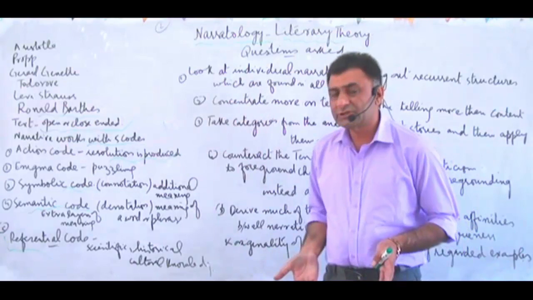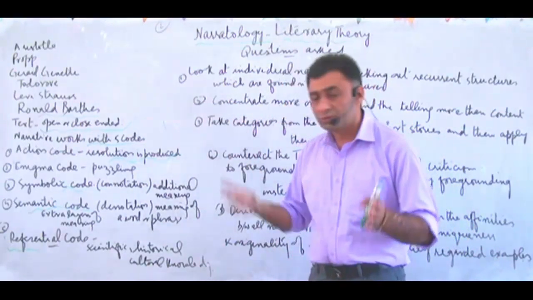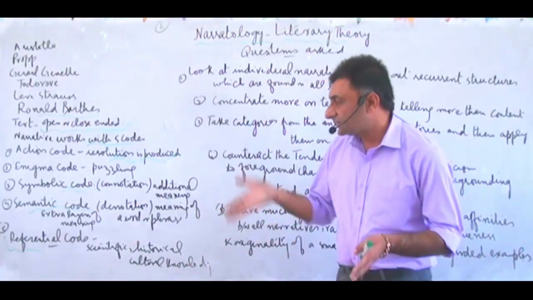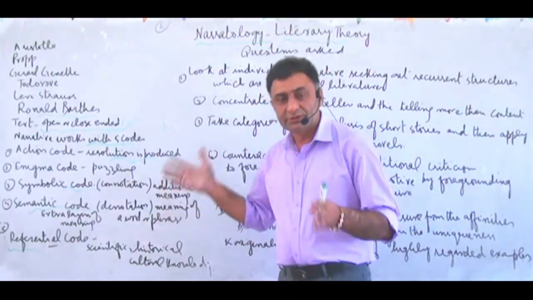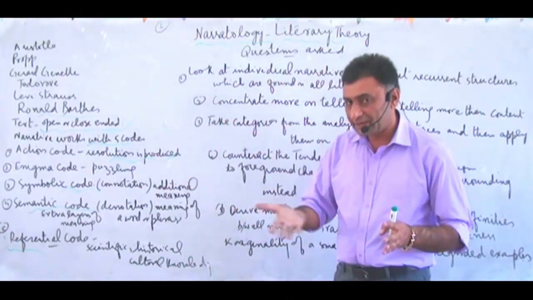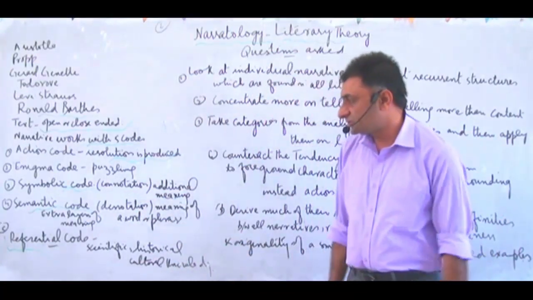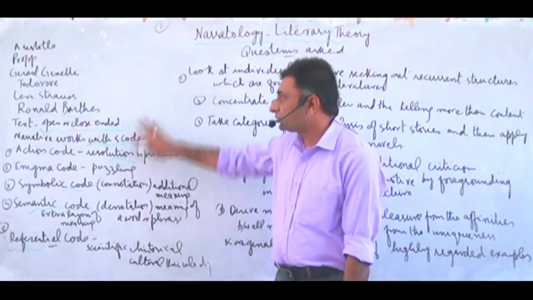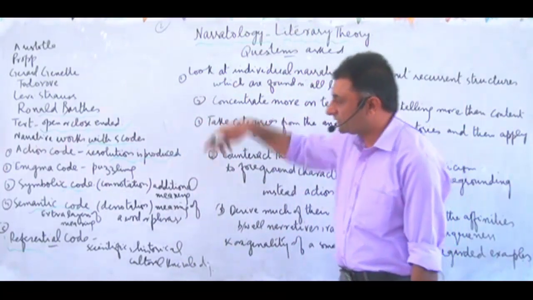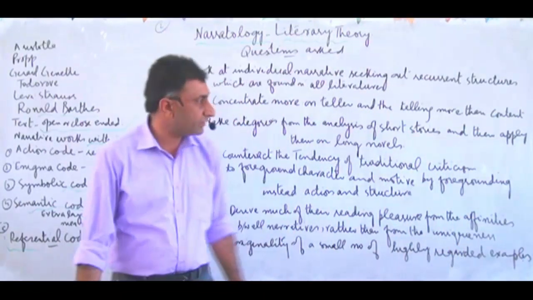If we start with the action code, the whole story, then there is the enigma code, what's the problem, how it's solved, and then there is the symbolic code, layers of meanings, direct meanings and indirect meaning, then the semantic code, words and their meanings, and then the referential code if there is any reference. So this is all about narratology with reference to all these critics and philosophers.